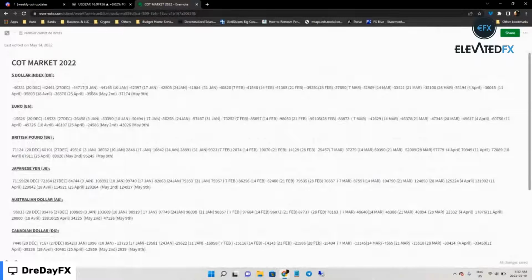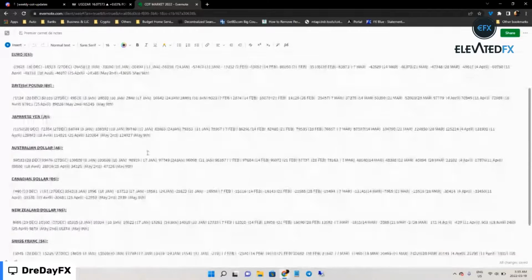So for example, you have the US. You see those two numbers here. So we have minus 35,698 and minus 37,174. Okay, so it's going down in value, because this number is bigger than this number since we're in the minus. So if it's going down in value, that means the US is going up for the week. Okay, so on and so forth.